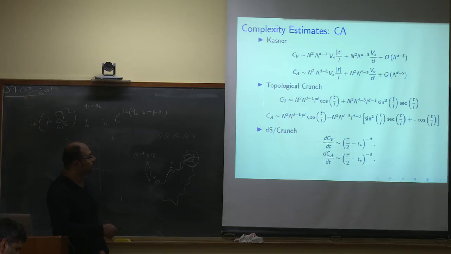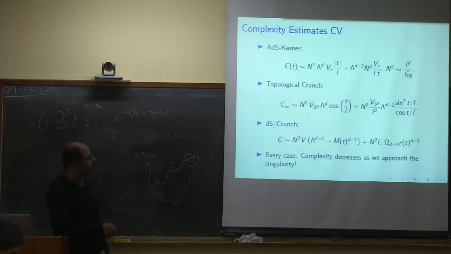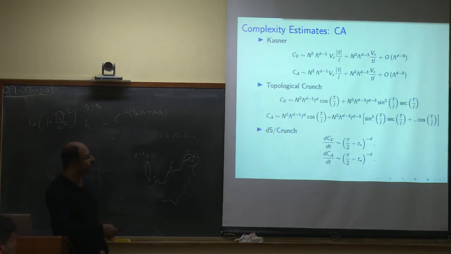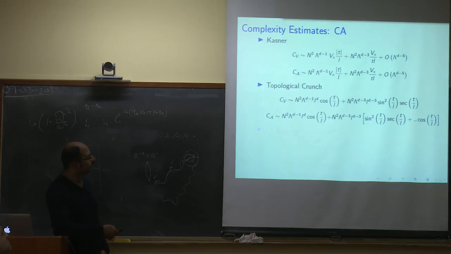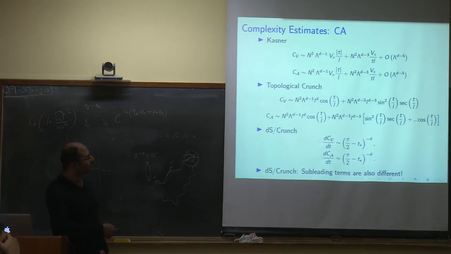For the de Sitter crunch, we computed dC/dt, and this remains the same. However, the expression looks slightly different. They're big, that's why I didn't write them on the slide. So for the dS crunch, what we see is that the leading terms are different, and the subleading terms are also different. The situation is a bit anomalous here, because in CA the calculation looks a bit different. But the qualitative feature that it decreases as we approach the singularity remains the same, although the expression is a bit different. Subleading terms being different is a generic feature in all these cases.